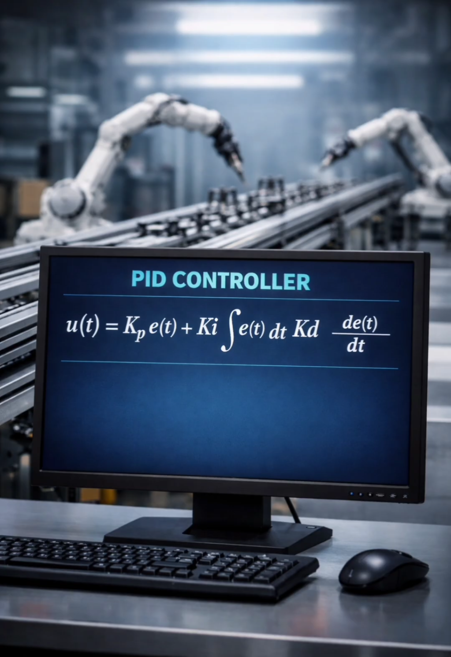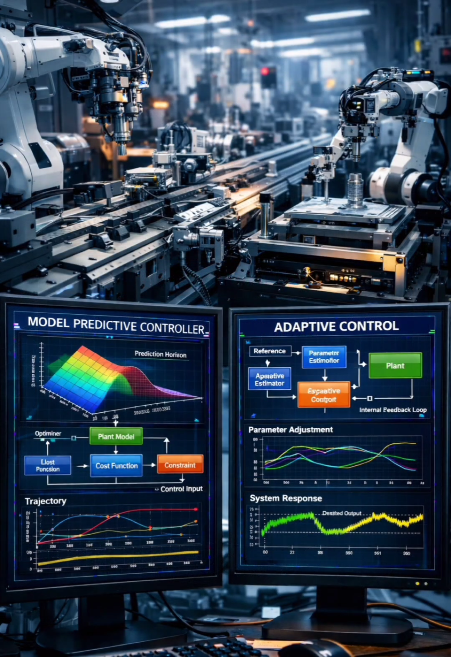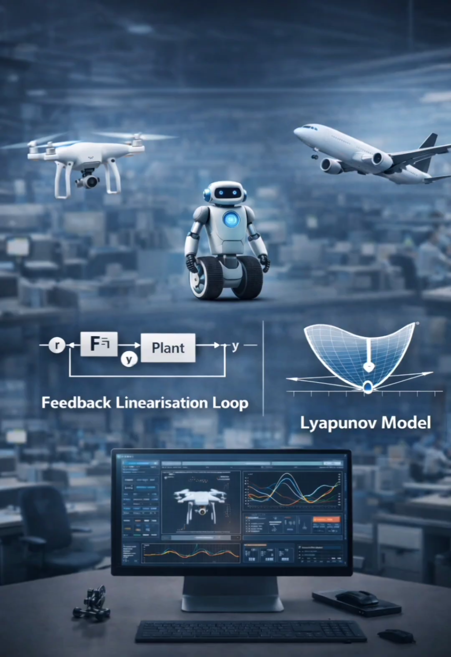For example, a PID controller is used for simple linear systems. Advanced controllers like model predictive control or adaptive control are used for linear systems with more constraints. For non-linear systems, like a self-balancing robot, a quadrotor drone, or an airplane, feedback linearization or Lyapunov-based control is implemented.